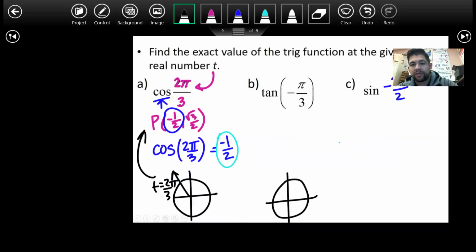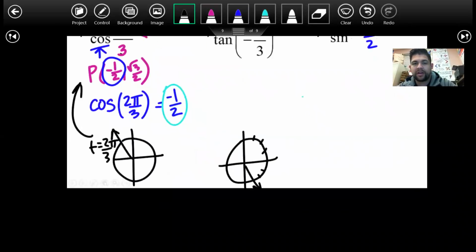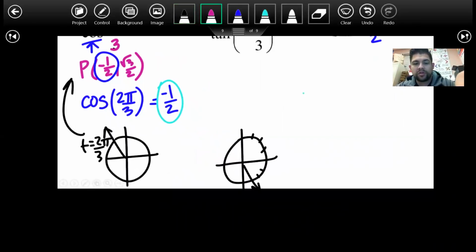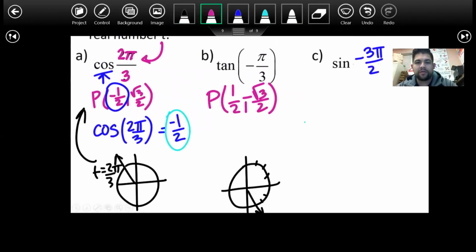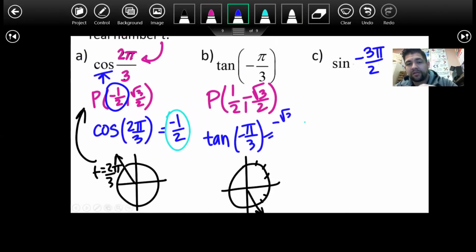Well, positive pi over 3 is right here, so I'm going to go backwards, and it's going to be this coordinate point down here. The coordinate point associated with this is at 5 pi over 3, so we're going to get 1/2, negative rad 3 over 2 as the associated point for negative pi over 3. We're asked for tangent, so tangent is going to be the ratio of these two numbers.